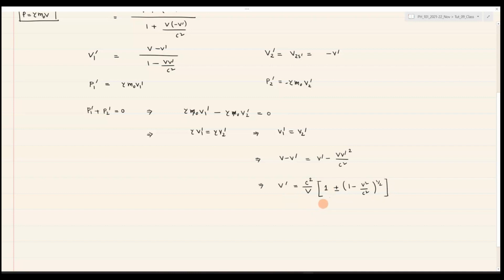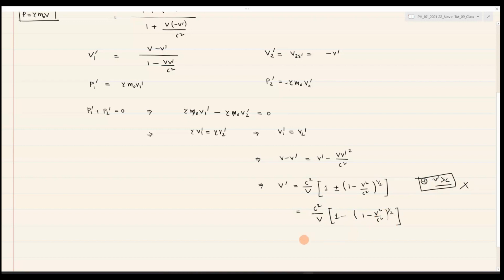Now tell me, can both the plus and minus solutions be acceptable or not? No. For plus, v prime will be greater than c, so that speed is not acceptable. So the final solution will be c square by v times 1 minus (1 minus v square by c square) to the power half, only the negative part.